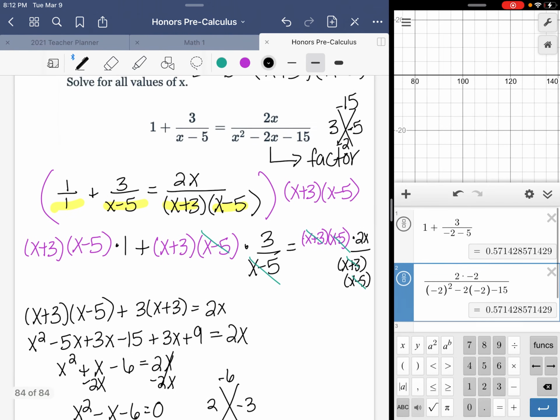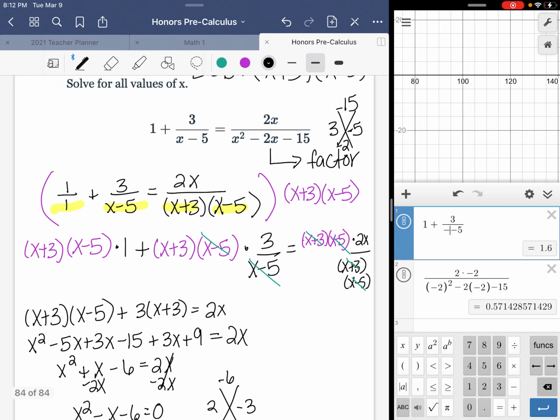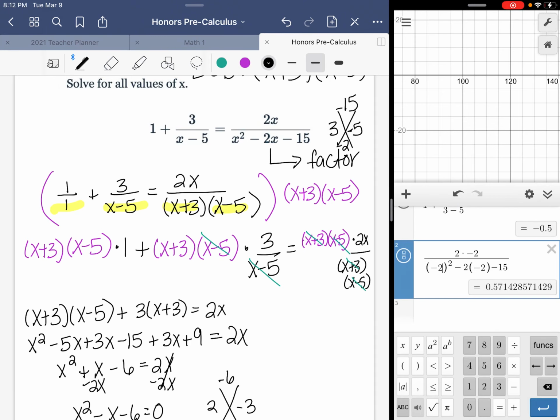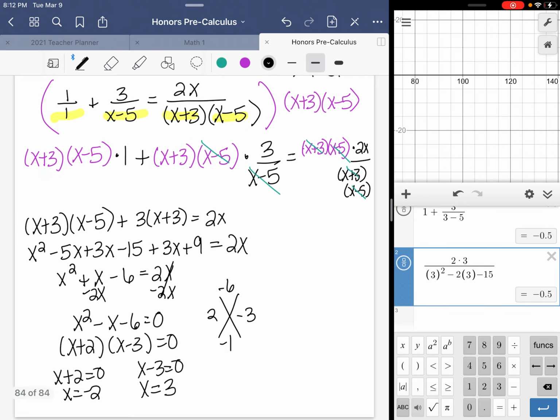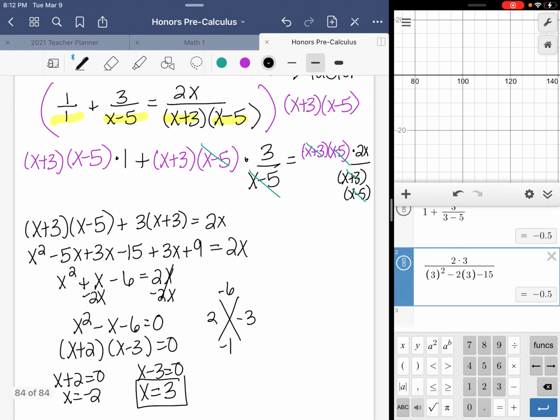So now we're going to try positive 3. So everywhere I put negative 2, I'm going to put in positive 3, and check that those two sides are equal to each other once again. And they are. So this one actually has two solutions. So we have negative 2 and we have positive 3.